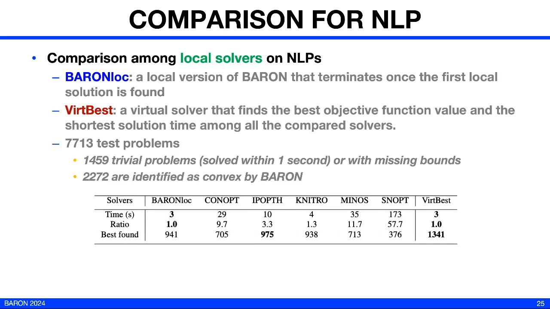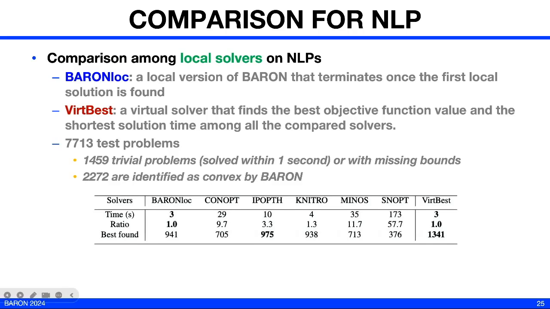And here we also compare all these local solvers with the virtual best solver that does not exist in the real world, but it just extracts the best solution time from all the compared solvers. Then we know how the other solvers behave compared with the virtual best solver. And in this collection, we identified that over 2,000 problems can be identified as convex by Barron.